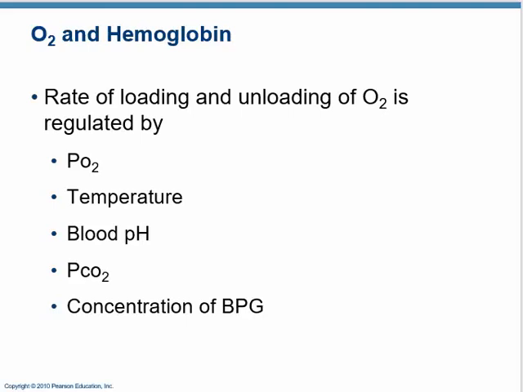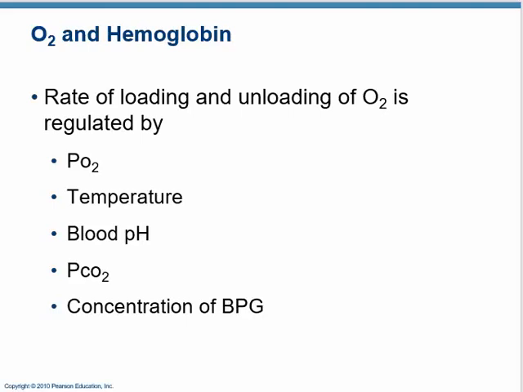pH is a big thing. So as pH becomes more acidic, then oxygen leaves easier. So if there's lactic acid, so the tissues are anaerobic, oxygen will leave very well. So alkaline, it holds on to the oxygen. Acidic, it gives up the oxygen better.